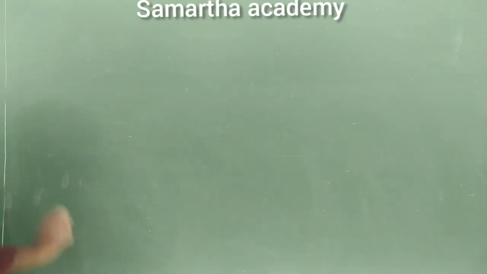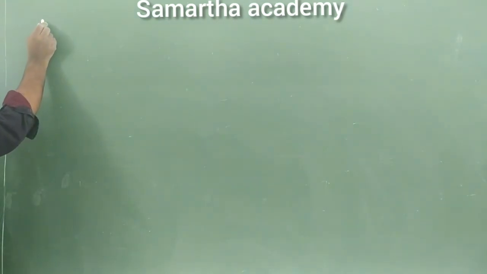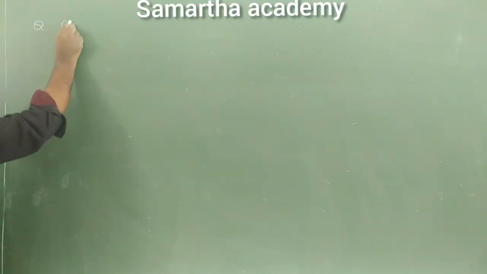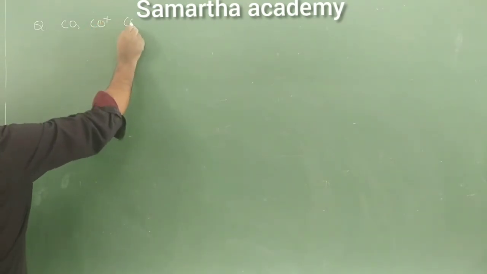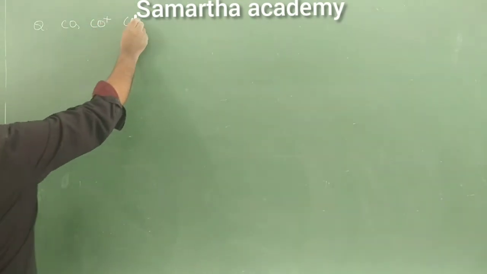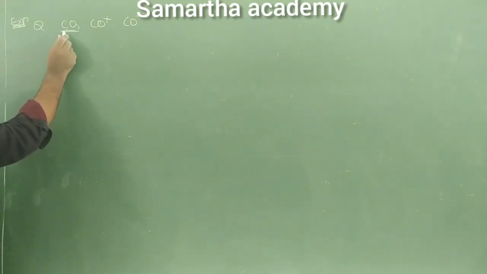That was just a question. Write the electronic configuration of CO, CO plus, CO minus, and calculate bond order. Okay. So take this as an exception. It is an exception. Now to calculate CO, can you tell me CO has how many electrons?